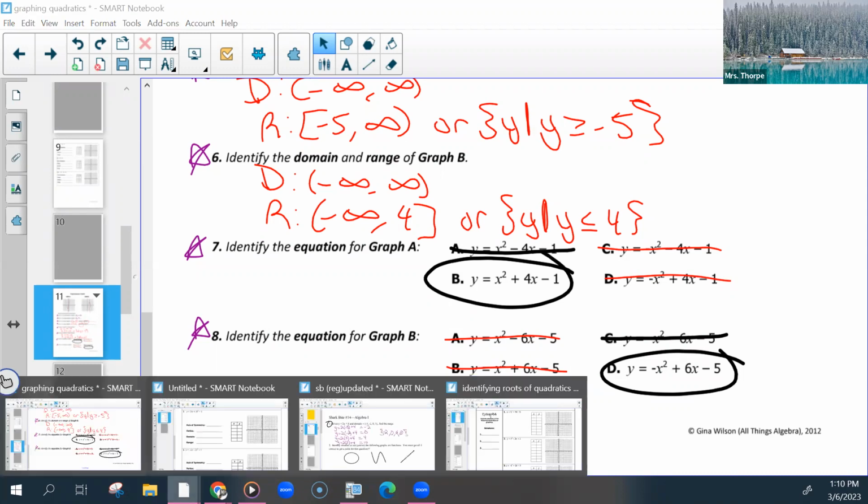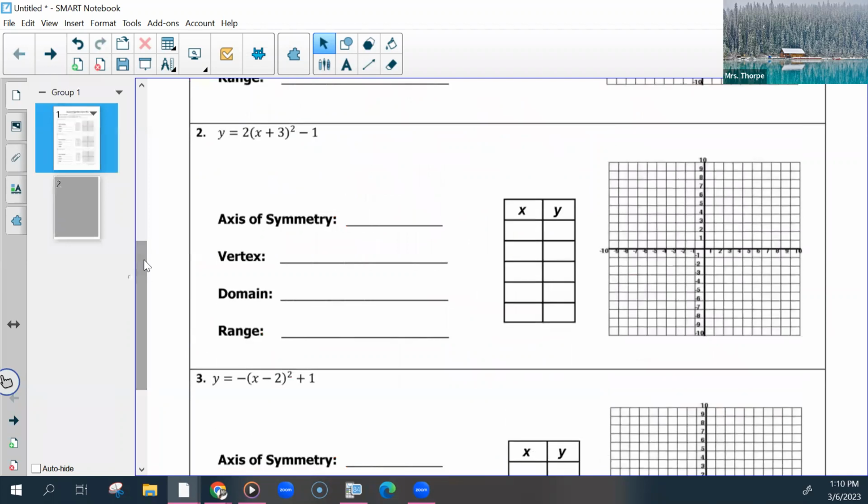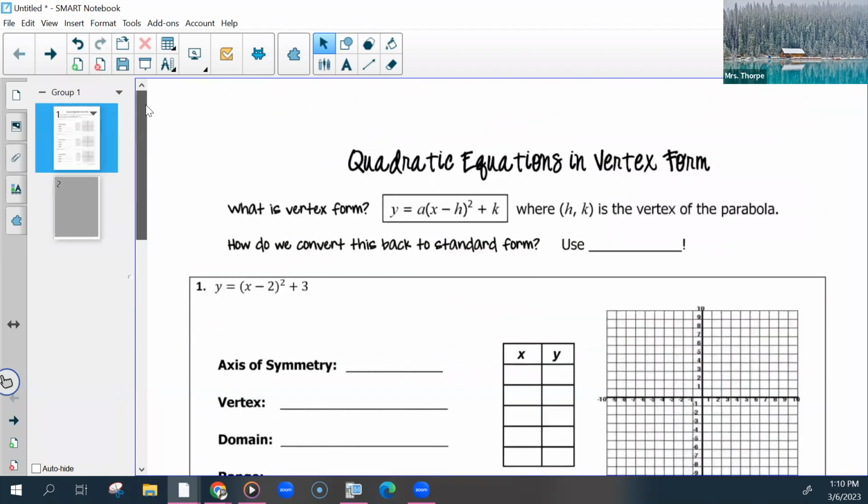I already see you distributing one. I don't know how I feel about that. No, it's not distributing. You could put it back in standard form, but that's not our goal.